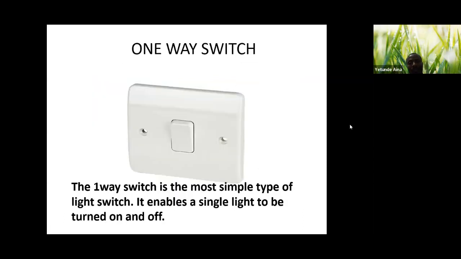Now, this is what is called one-way switch. Can you see? This is one-way switch. So the one-way switch is the most simple type of light switch, and it enables a single light to be turned on and off. So you can turn it on or you can turn it off. So this is what we call one-way switch.